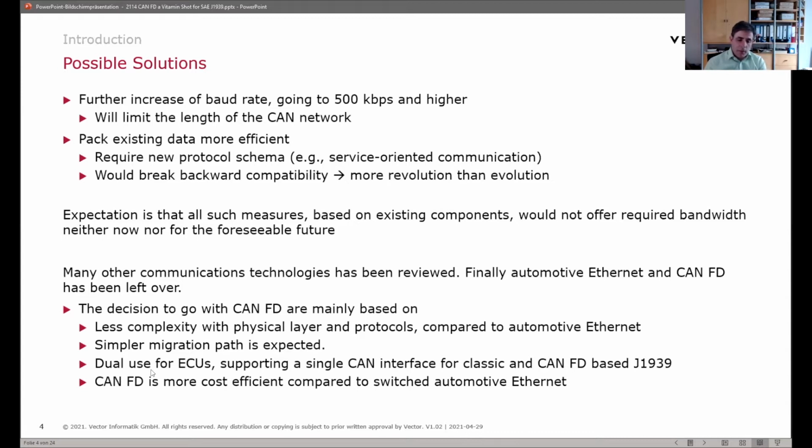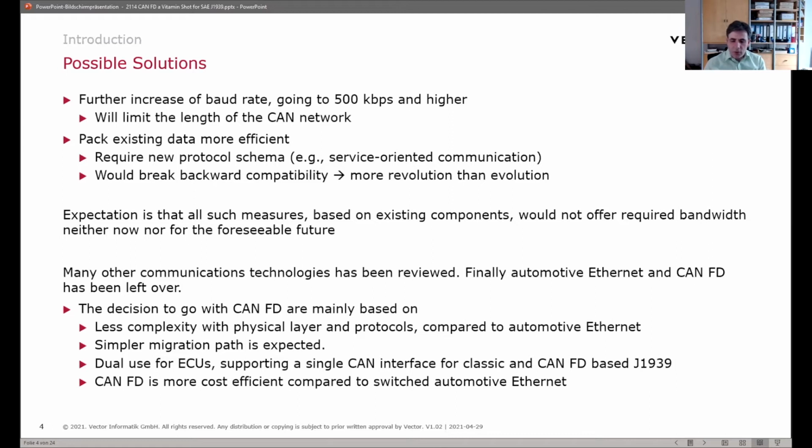And then another thing is that we want to have a dual use. So an ECU should be possible to work on both networks, on the new one based on FD as well as on the classic CAN, which would certainly be a higher hurdle if we talk about a device that is supporting Ethernet as well as CAN FD. And then finally, CAN FD is more cost efficient compared to switched automotive Ethernet.